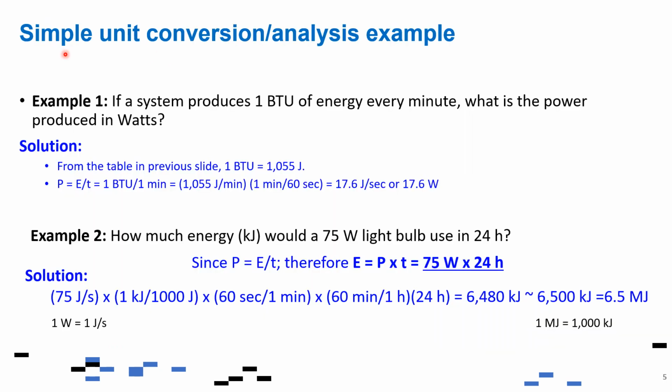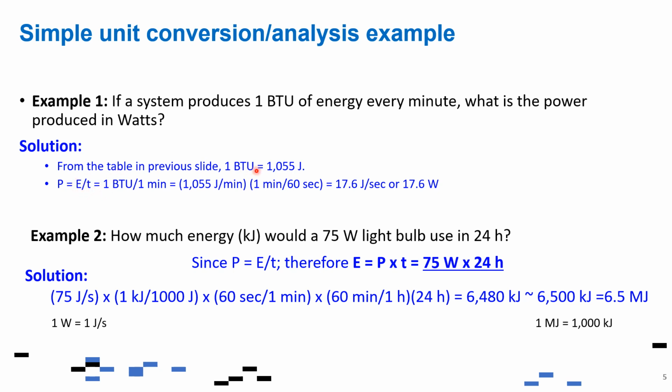So let's have a simple unit conversion example for two problems here. The first one is a direct conversion problem. If a system produces 1 BTU of energy, so BTU is a unit of energy, every minute, so we have a given time here, every minute, what is the power produced in watts? Of course, the question is power. And so from here, everything is given. Once we know the description of power, power is equal to the rate of change of energy. So this is energy per unit time.